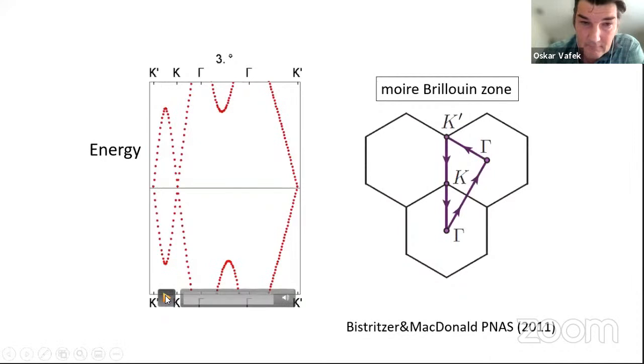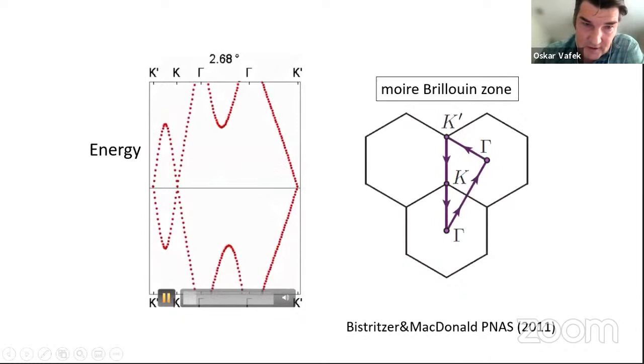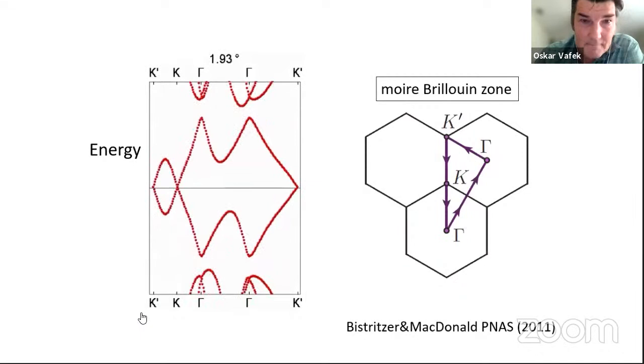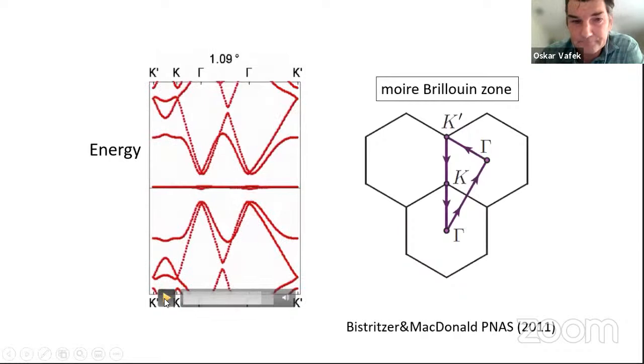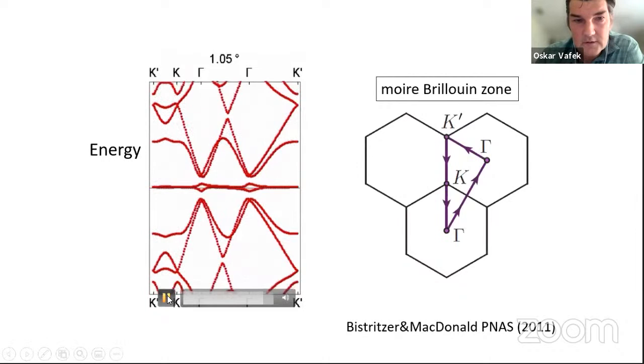And we see that as we decrease the angle, the levels push against each other more and more strongly. And eventually at about 1.1 degrees, well, I passed it. Let's see. The levels get rather flat. And then if we continue past that point, you see they broaden again.